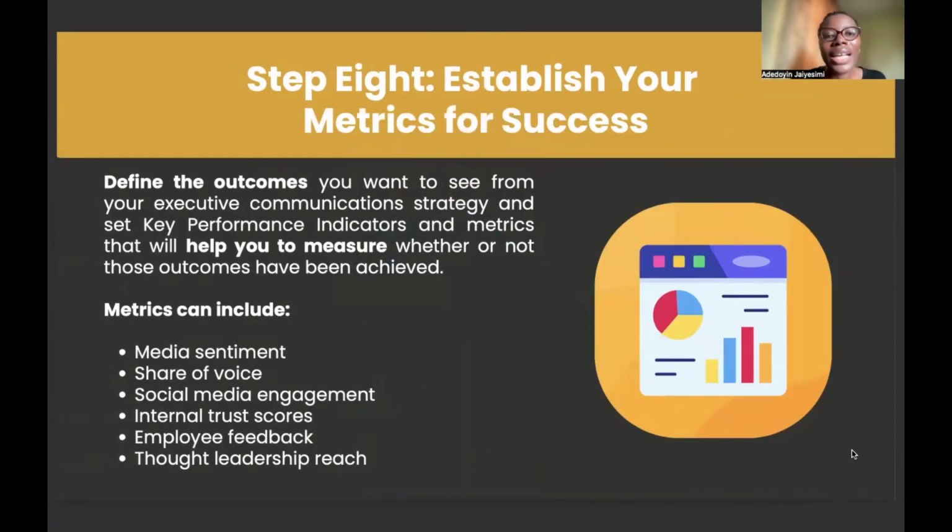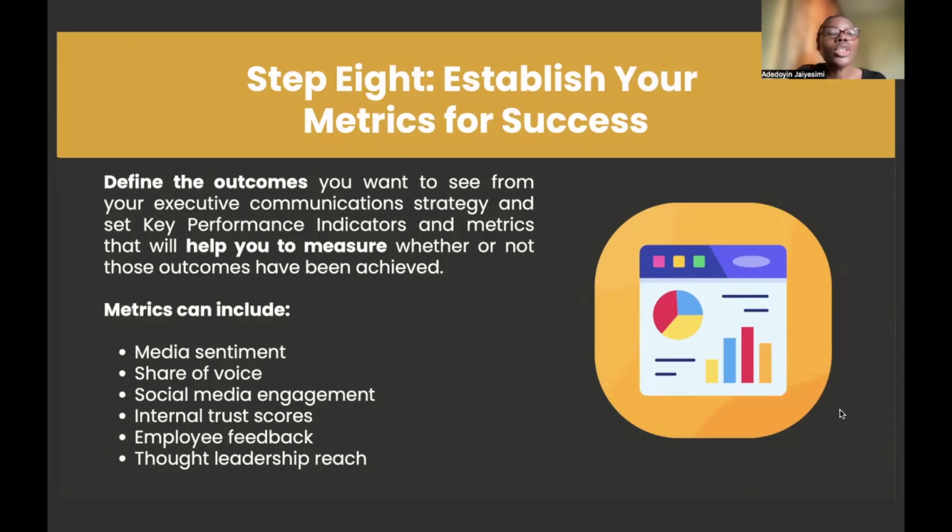And finally, step 8, establish your metrics for success. Again, we have to work with KPIs and metrics. So you have to define the outcomes you want to see, and you define these outcomes from the beginning when you're setting your objectives, and then you set the KPIs and metrics that you will measure. So are we looking at media sentiment, share of voice, your social media engagement, internal trust scores, employee feedback, thought leadership reach? Are we going to measure comments, engagement level, number of speaking engagement requests? So you can go as granular as possible depending on what's important to you with regards to the outcomes that you want to see.